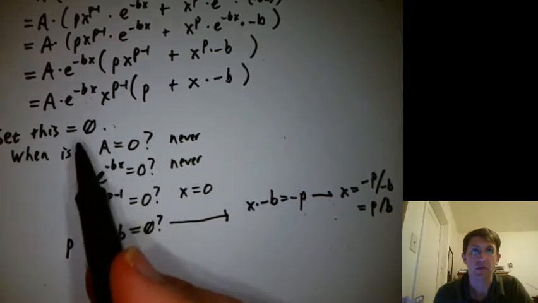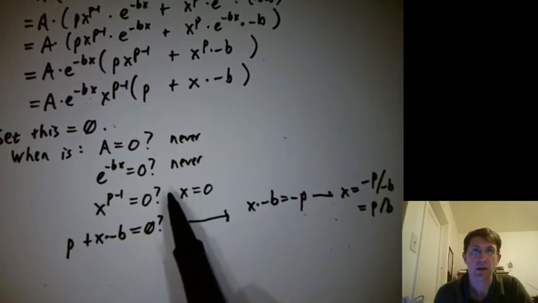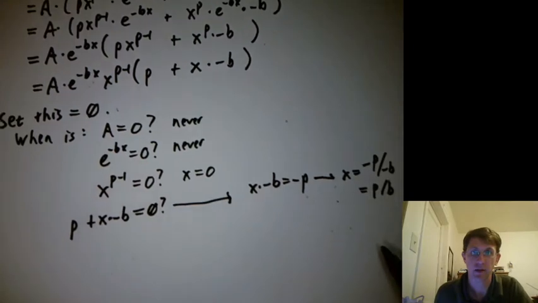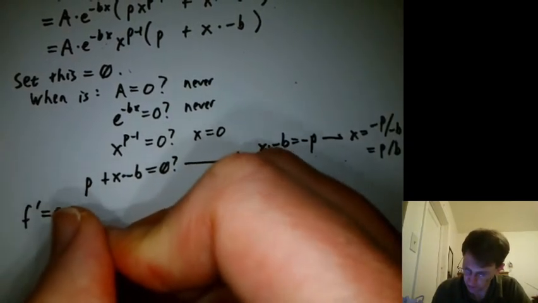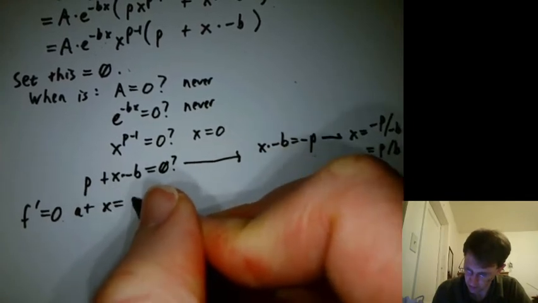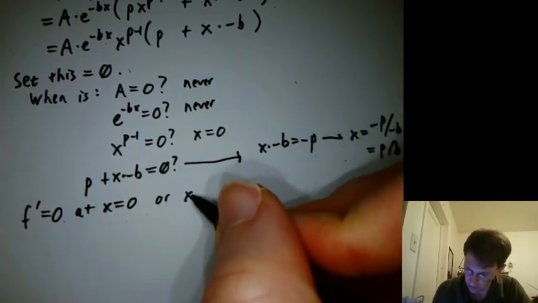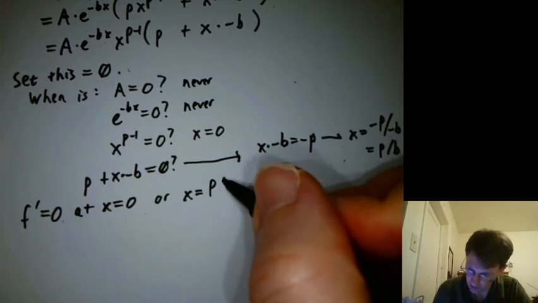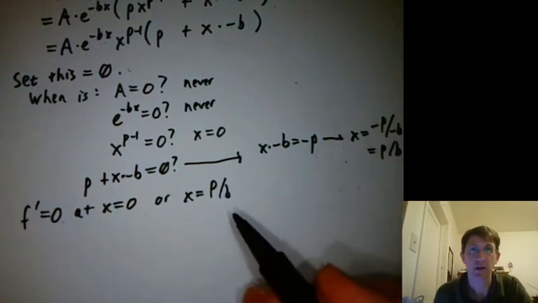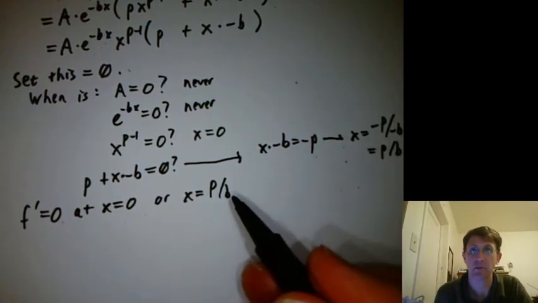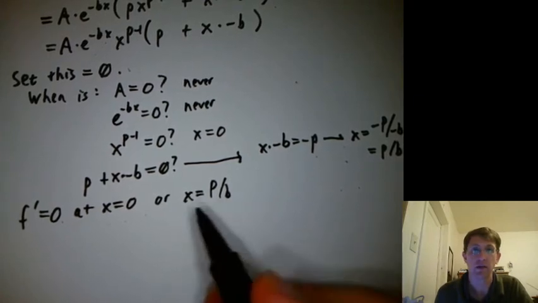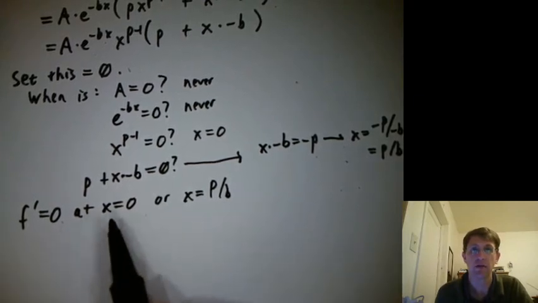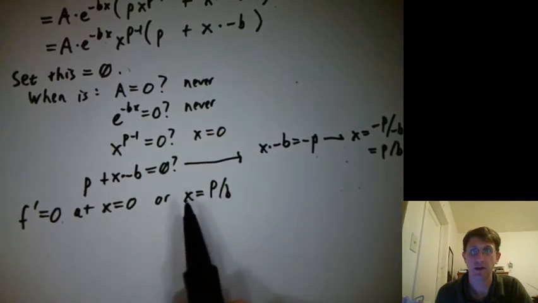So our derivative is 0 when x is 0 or when x is equal to p over b. So let's write that down. f prime equals 0 at x equals 0, or x equals p over b. Well, it's a good thing we said b was positive, otherwise we would be possibly dividing by 0. Okay, so that tells us where the local min or max is.